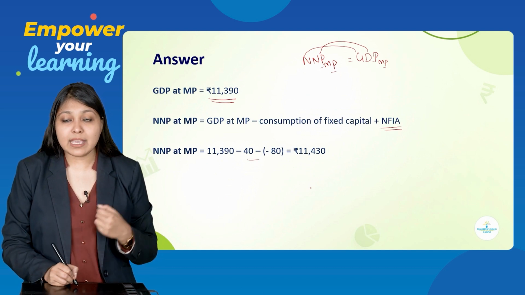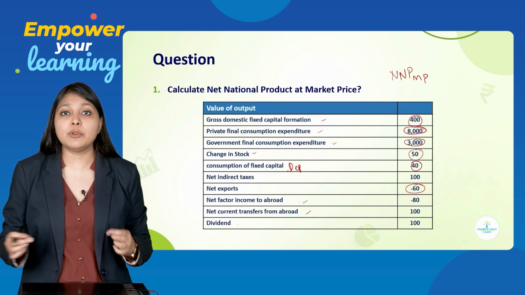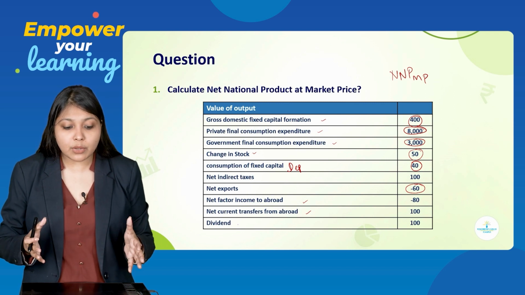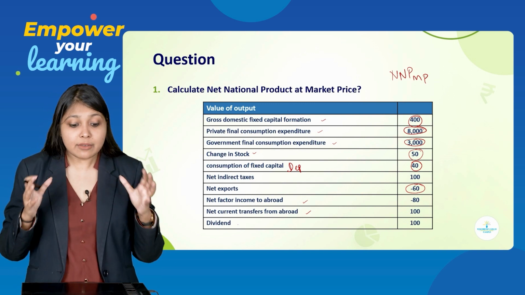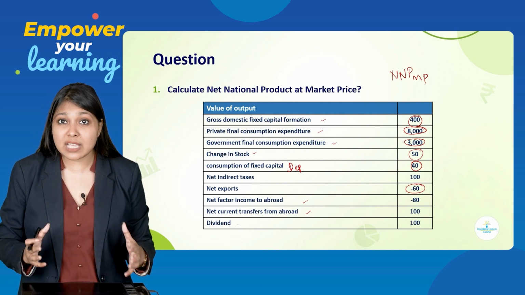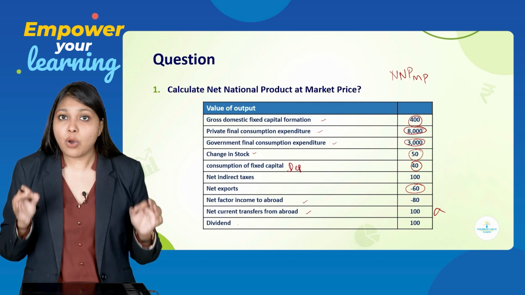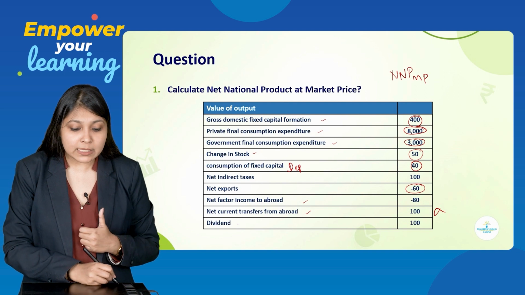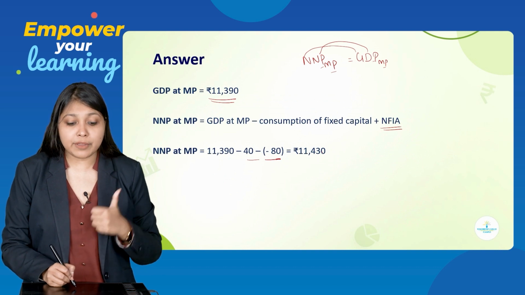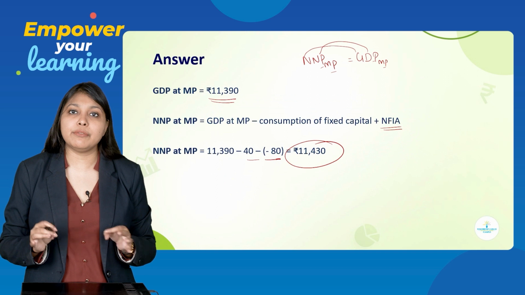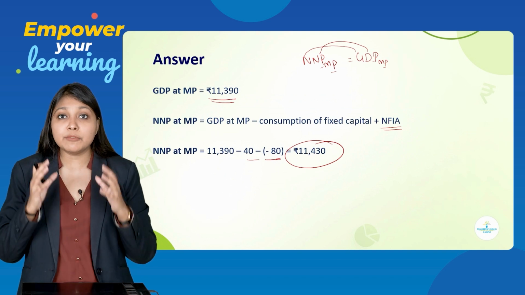And NFIA. So NFIA is net factor income from abroad. So we know what is the formula: factor income from abroad minus factor income to abroad. So here in the question only factor income to abroad is given to us. Net factor income from abroad we don't have. We have net current transfers from abroad. Current transfers are not included while computing national income. So that is no more a useful information for us. Always keep this in mind. Okay. So factor income to abroad is given as minus 80. So we wrote it like that, and now you got the value of NNPMP as rupees 11,430.